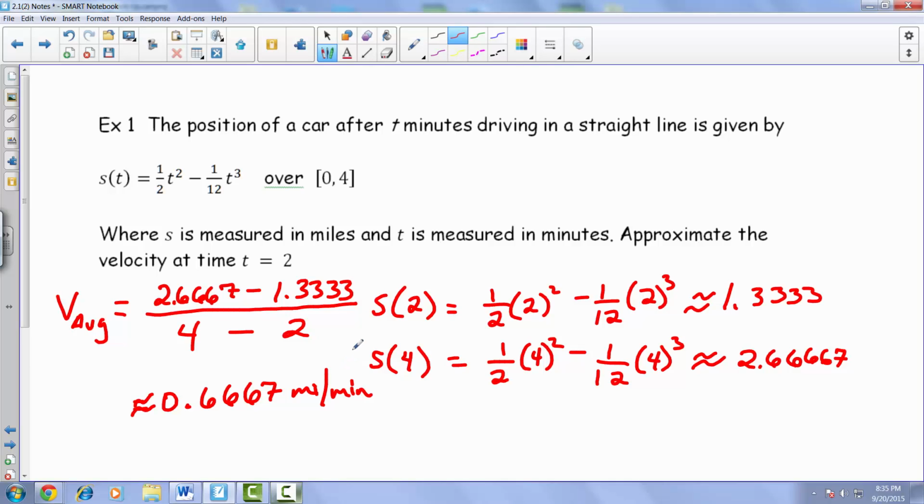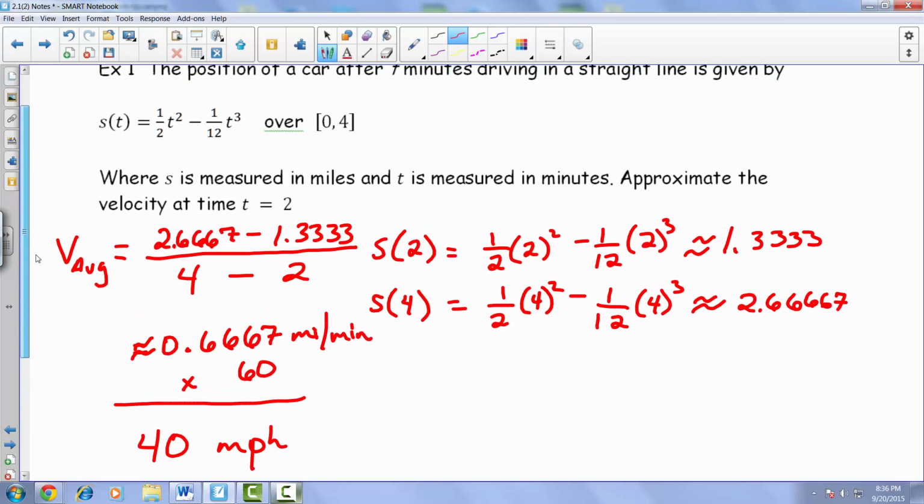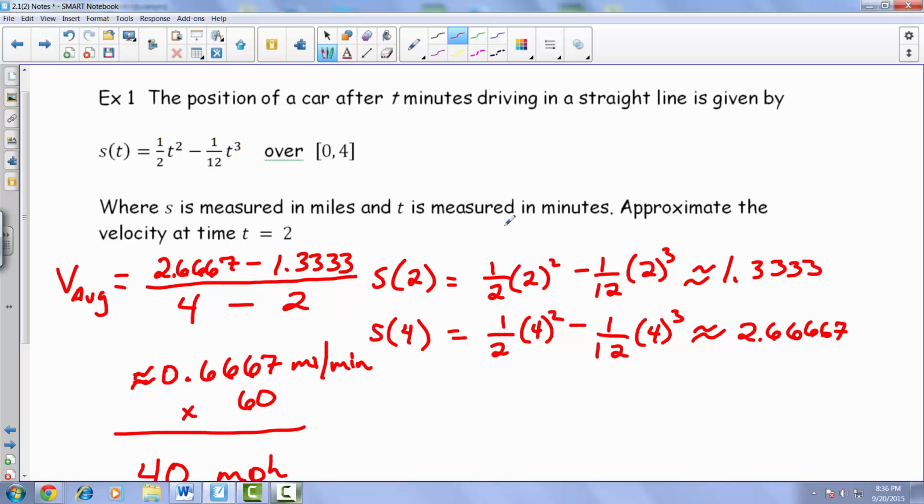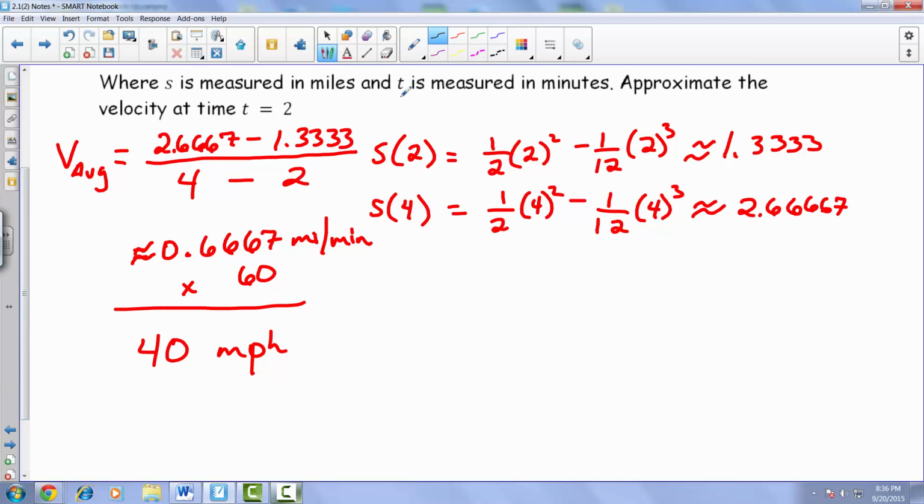But we don't want things in terms of minutes. At least usually when we're talking about driving a vehicle, we typically have things in miles per hour. So we're going to multiply this by 60, because there are 60 minutes in an hour. And when we do that, we end up with a speed of about 40 miles per hour. Again, because we were measuring time in minutes, we had to multiply by 60 to get miles per hour. So the average rate of change between 2 minutes and 4 minutes is 40 miles an hour.